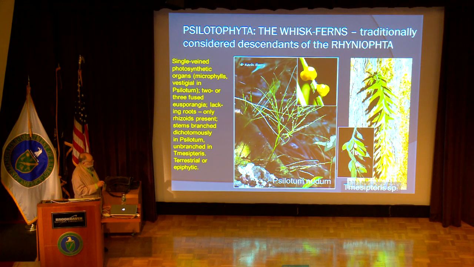And here is Tmesipteris, which grows on tree fern trunks in New Zealand. And this has a small branch which is not developed, which is dichotomous, but it's reduced to a unilateral branch by reduction. And there's the sporangia.